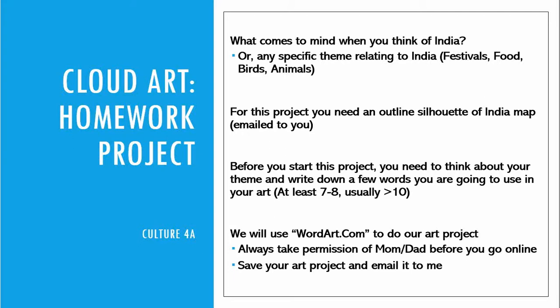And you start by writing down the few words that you're going to use for your project, the list of items that are going to show up in your project. At least 7 or 8 words, maybe more than 10. To do this project, you need to go online, and we use the website called wordart.com. Make sure to ask your mom or dad permission before you go online. And once you're done, save your art and send it to me. Now, the project theme that I used for this example are the fruits of India.